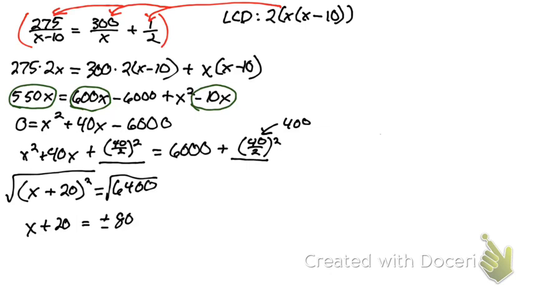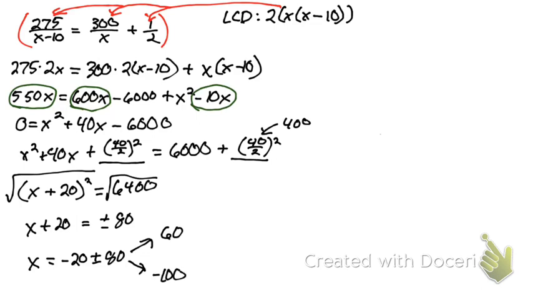All right. Then we're going to subtract 20 from both sides. x equals negative 20 plus or minus 80. That leads us to two possibilities. Either we're adding 80 or subtracting 80. Negative 20 plus 80 equals 60. Negative 20 minus 80 is going to be negative 100.